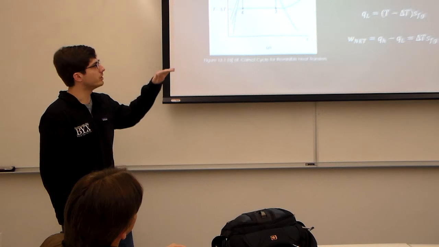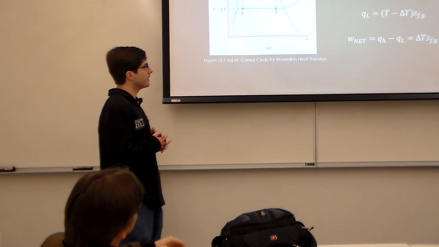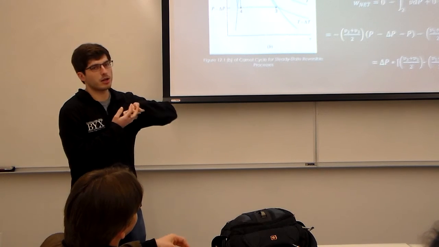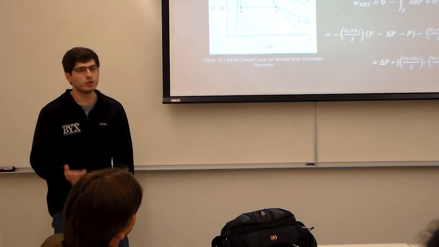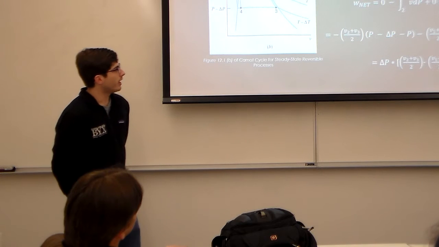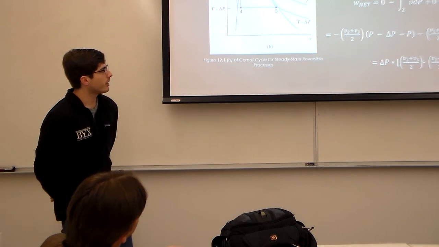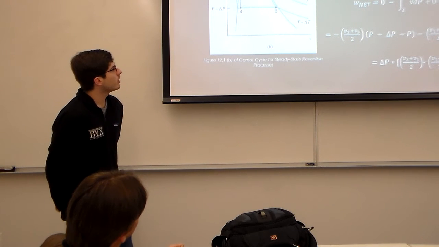So if you go to the next slide, we can start off with the heat transfer for the high temperatures and the low temperatures. And then we can find the net work by taking the difference between these. One of the big things about this equation is that there's no work done between 1 and 2 and 4 and 3. This is because there's no pressure difference, and the equation we derive becomes more accurate as we have smaller delta P values.